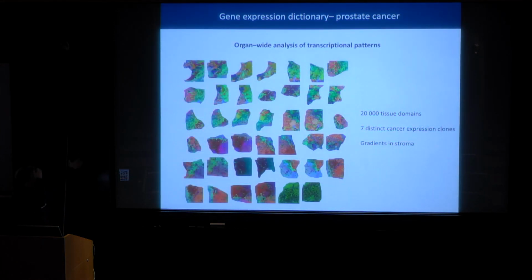This is data-driven annotation of the prostate as a whole. We analyzed some 20,000 tissue domains. We identified some 7 cancer expression profiles, and we see these gradients that I talked about early on, which is super important for understanding the gradients around the tumor. And we could clearly see that we have gradients here.